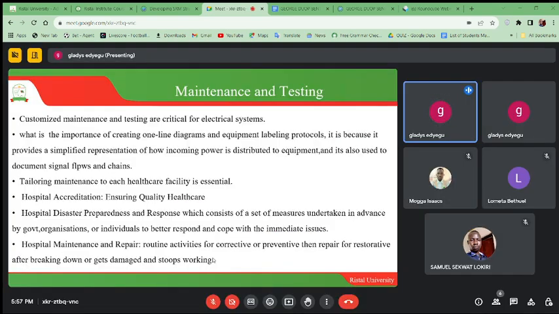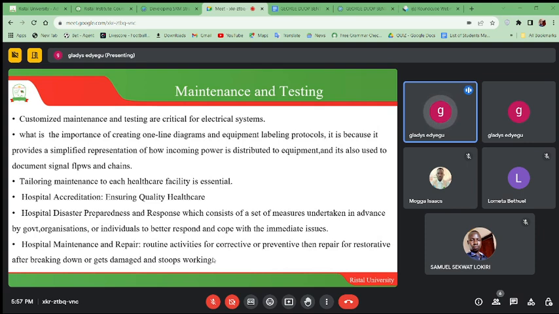Companies have to tailor their services and maintenance in relation to healthcare facilities, because we need to sustain and save life. So we need these machines to be running. Then, hospital accreditation: ensuring quality health care.